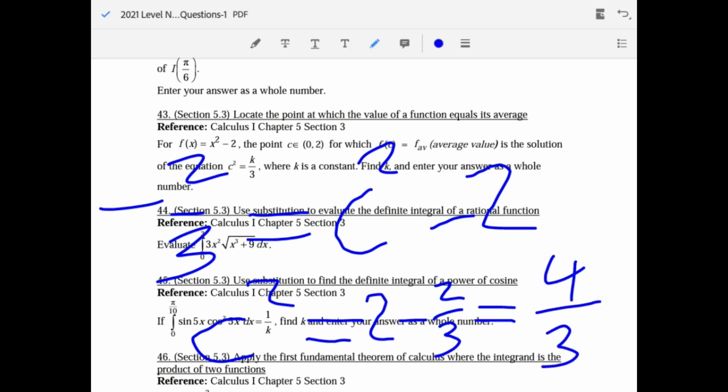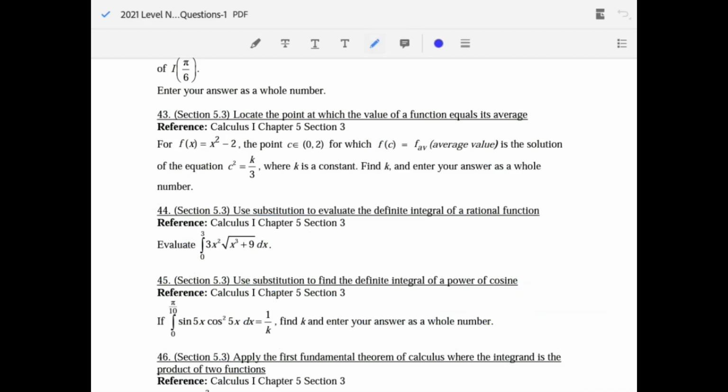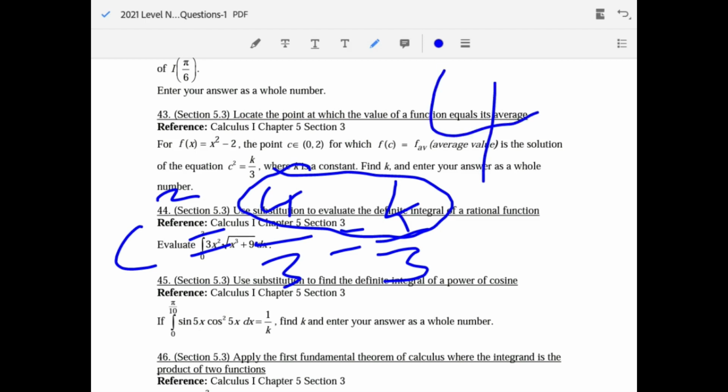So if you notice, we already got this form. C squared equals something over 3. So k over 3 equals 4 over 3, so k is 4. C squared equals 4 over 3 equals k over 3. So the answer is 4. And that's it for 43.